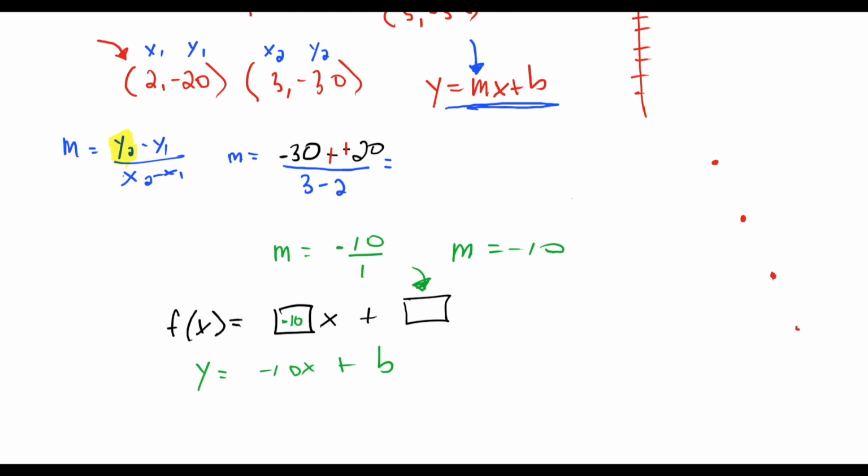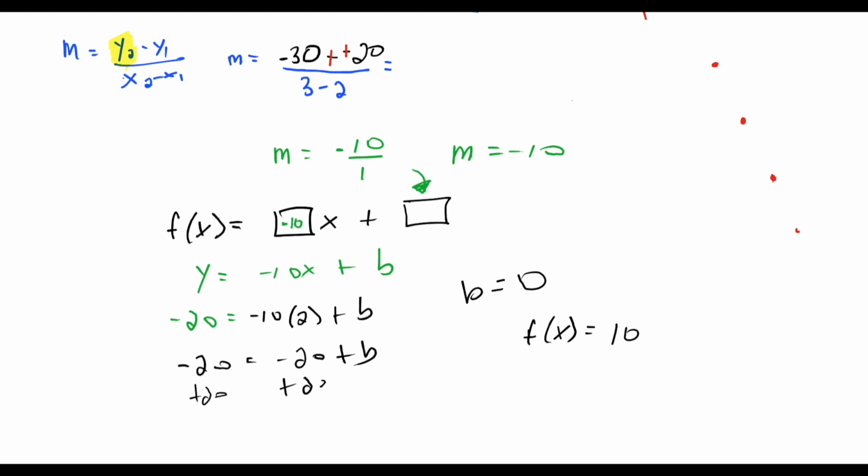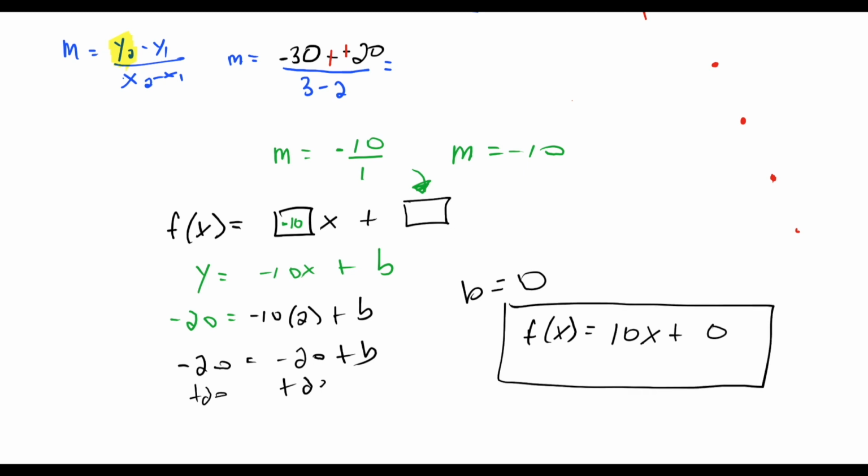So what do you plug in for y? -20 equals, and then the 2x plus b. Now what? Wait. Oops. Silly me. And then -10 times 2 plus b. All right, now what? Plus 20 plus 20. B equals 0. So what's our equation? F of x equals what? Boom, and you don't need the 0 at the end. All right, go ahead.